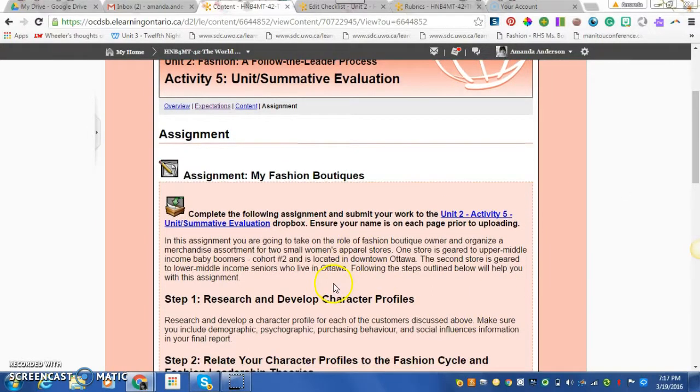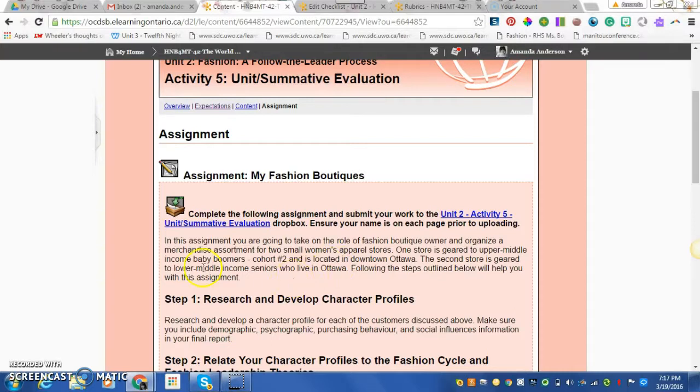So we're going to use some of the ideas that we did in the last inquiry assignment to work on our summative. So you're going to pretend that you are an owner of a store, and one cohort is going to be upper middle class baby boomers. So remind yourself of cohorts and what age range that is if you don't remember. And this is in a city location, downtown Ottawa. I'm in Ottawa, and most of you are in Ottawa, so just keep it simple.